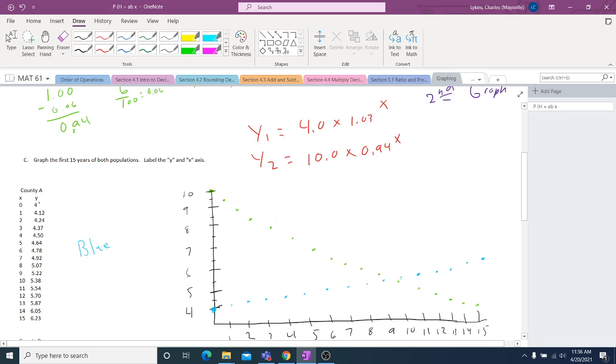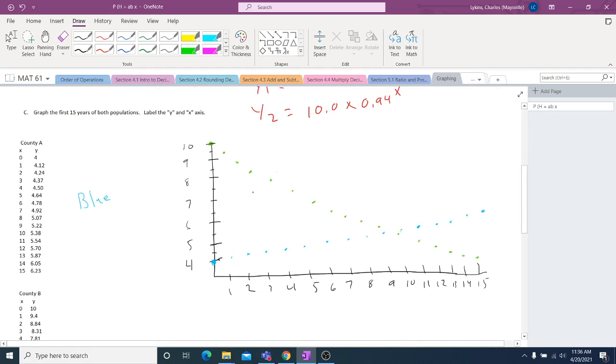If you look at your table, when x is 0, y is 4. When x is 1, y is 4.12, all the way down to when x is 15, y is 6.23. I've rounded these to 2 decimals because later on in part C, it's going to say round to 2 decimals. Then I'm going to graph the blue dots: 0, 4; 1, 4.12; 2, 4.24; all the way to 15, 6.23.